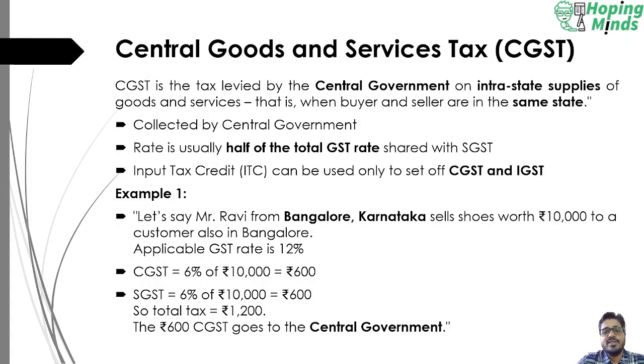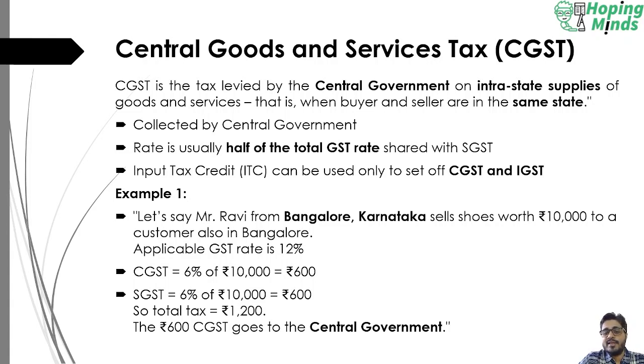Okay, so let us understand CGST with an example. Let's say Mr. Ravi, a resident of Bangalore, Karnataka, sells shoes worth rupees 10,000 to a customer who is also residing in Bangalore. In this example, the goods didn't cross the boundaries of the state of Karnataka. Hence, CGST and SGST will be charged. So in this scenario, rupees 1200 is the gross amount of GST which will be shared by the center and the state equally. Hence, rupees 600 will go to the central government and rupees 600 will go to the state government.